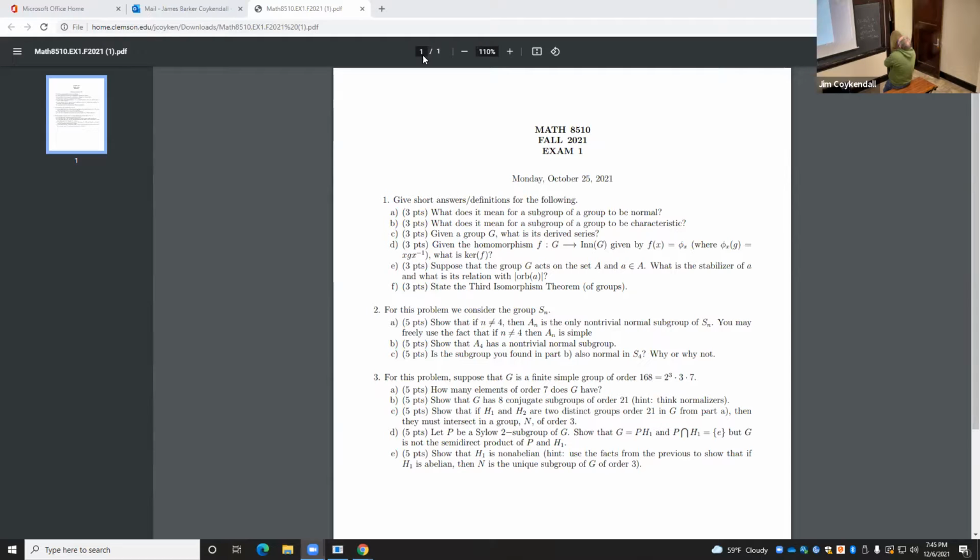Right, so if they're abelian, that means the normalizer of that group of order 3 has to be at least a group of order 21. It's abelian. And so its normalizer has to be a group of order 21 or a multiple.